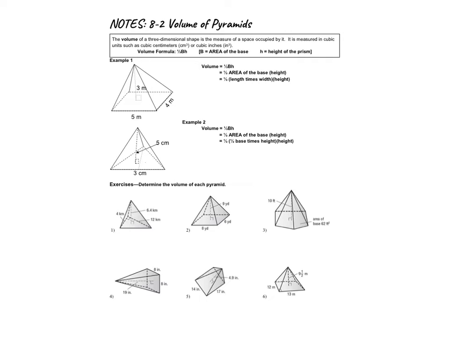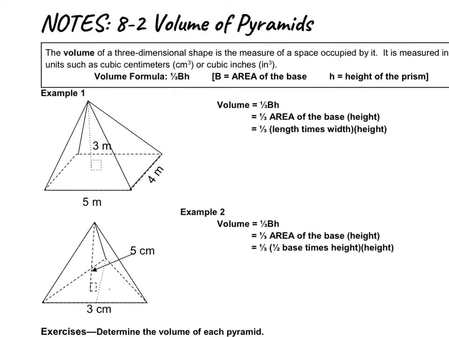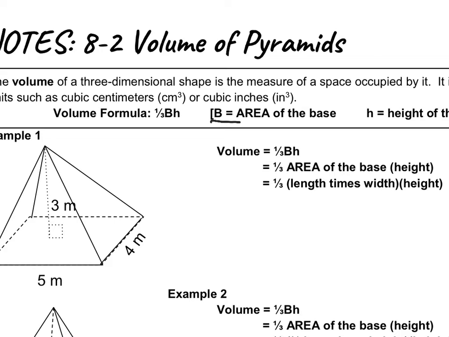This is going to be the 8-2 notes for 7th grade for volume of pyramids. Now this is where we've been talking a whole lot about big B, or area of the base. We're going to be using that same part of the formula again. In fact, our formula overall is very similar.